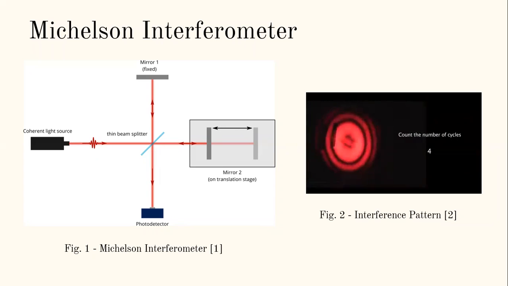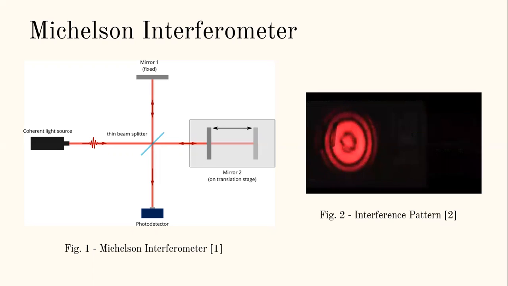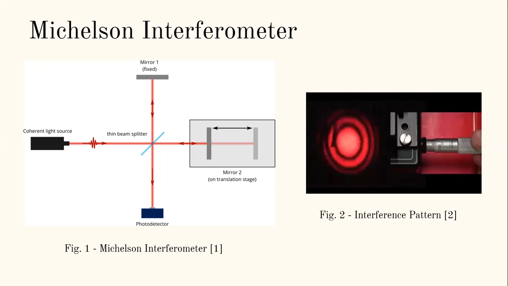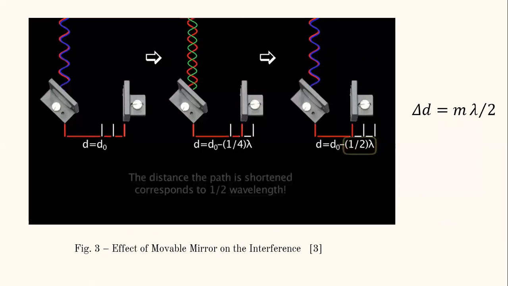On the plane or detector, an interference pattern of light can be observed due to light's wave-like nature. This pattern changes as the movable mirror is adjusted, causing constructive and destructive interference patterns at the center, as seen from the right figure. The next figure explains the phenomenon.